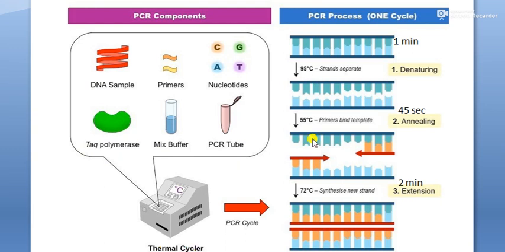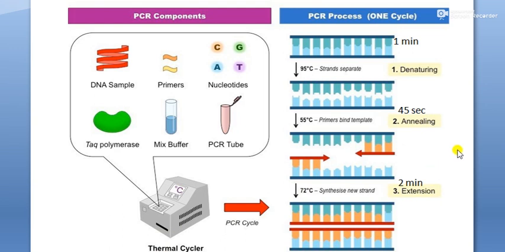Then what we need to do is put all those things, that's polymerase, buffer mixtures, primers, DNA samples and nucleotides, into these PCR tubes. After putting them into the PCR tubes, we insert the tubes into the thermal cycler machine. After inserting the PCR tubes into the thermal cycler, the process runs. There are 3 steps in this process. First, denaturation, second, annealing, and the third one is extension.